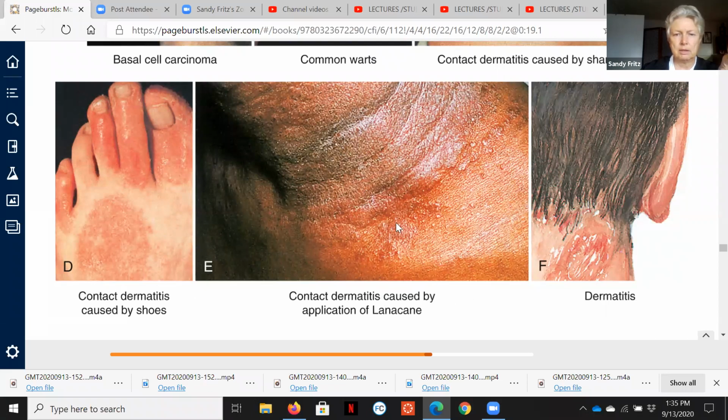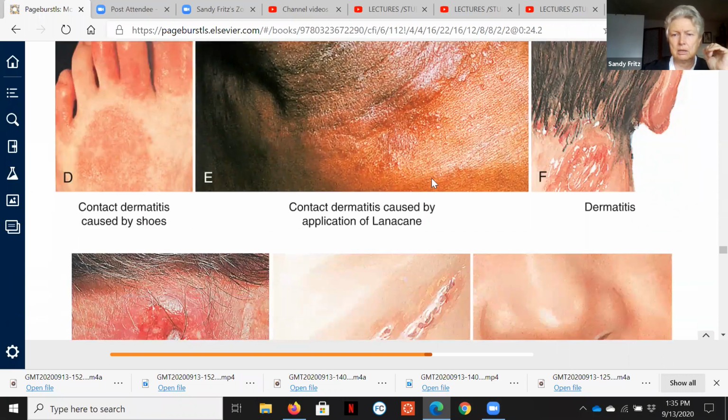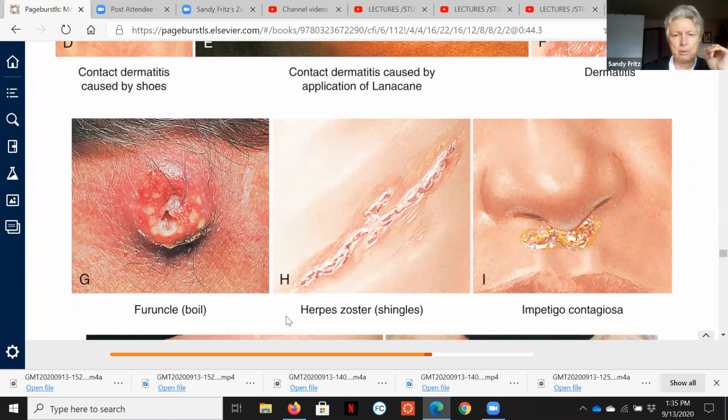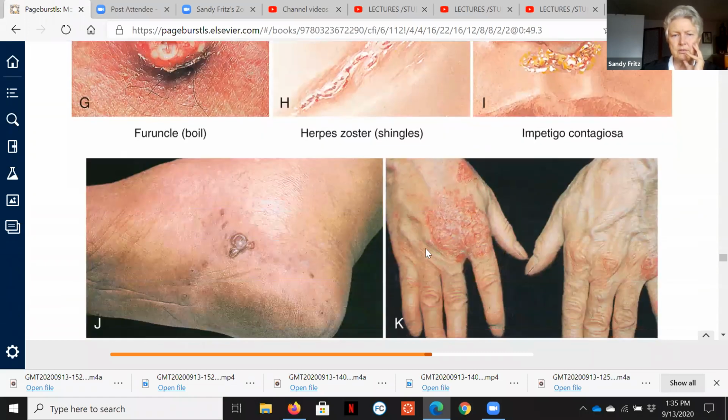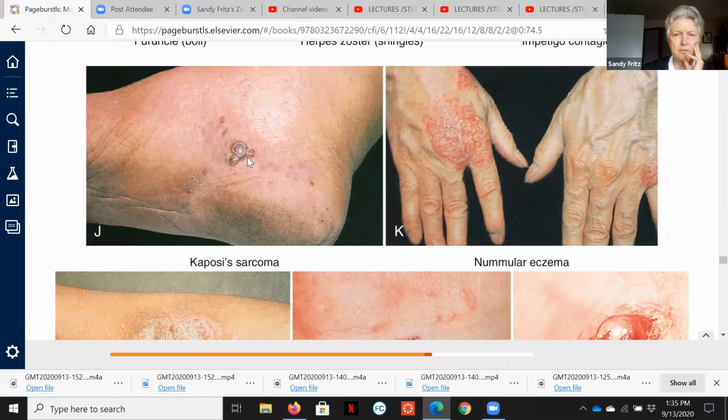So here's an example of somebody having a skin eruption related to using an ointment, lidocaine here. This is a boil. Herpes zoster is shingles. That's a viral eruption secondary to chickenpox, and it can be very painful. This is a bacterial infection. This is another form of cancer. Eczema is typically not contagious, nor does it have a pathogen involved with it.